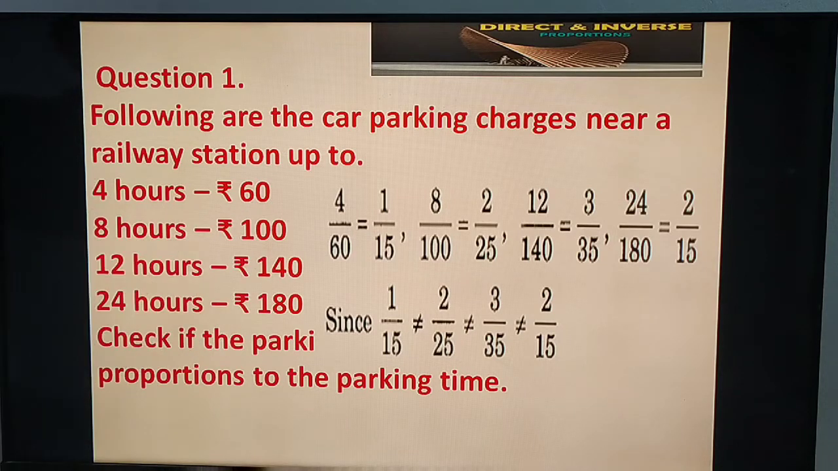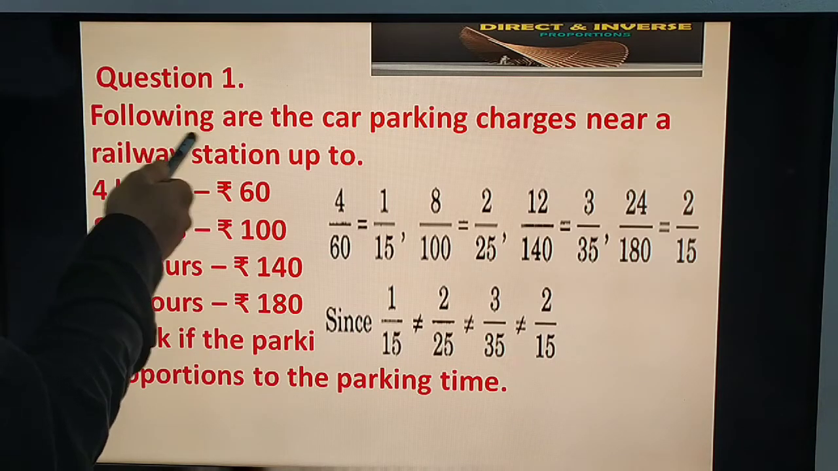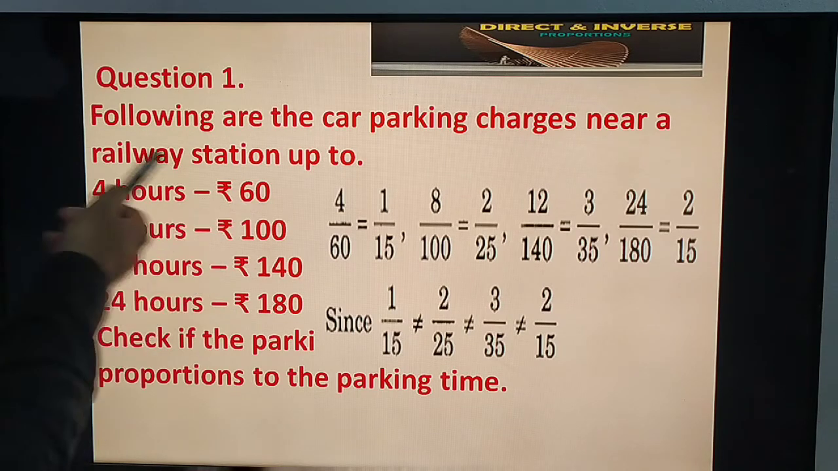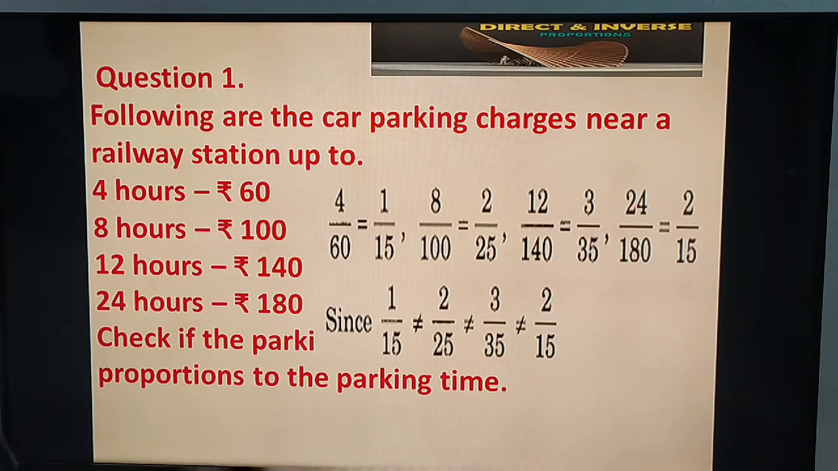Ratio of x and y is constant. So let us verify whether it belongs to direct variation or not. What is given? The car parking charge of a railway station as per the list of hours is given.